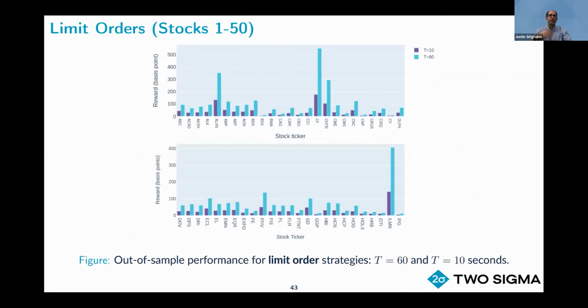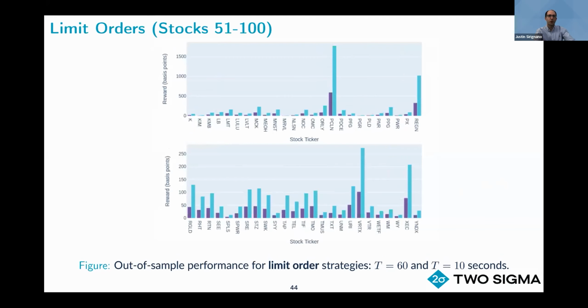Using this simulation, we can train and evaluate reinforcement learning models for selecting the cancellation time in the limit order strategy. The cost savings from this simulation for time horizons of 10 seconds and 60 seconds are displayed here. 10 seconds is in purple and 60 seconds is in turquoise. Similar to before, the x-axis reports the names of the stocks and the y-axis is the cost savings. Results for another 50 stocks are shown here.